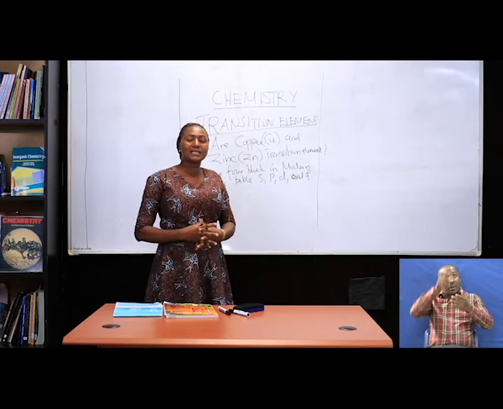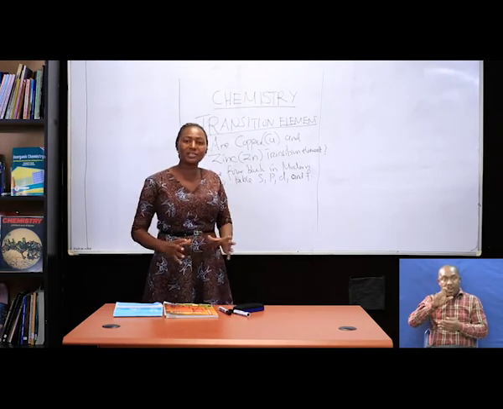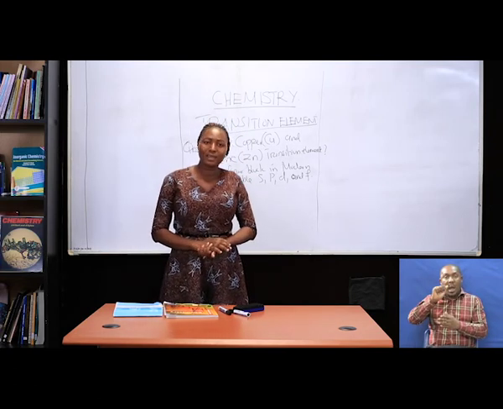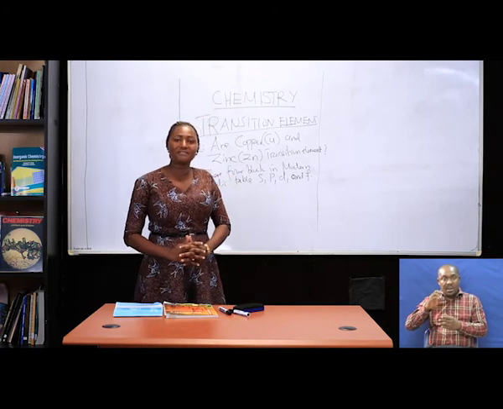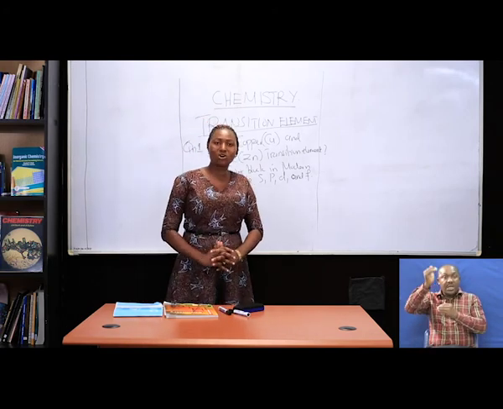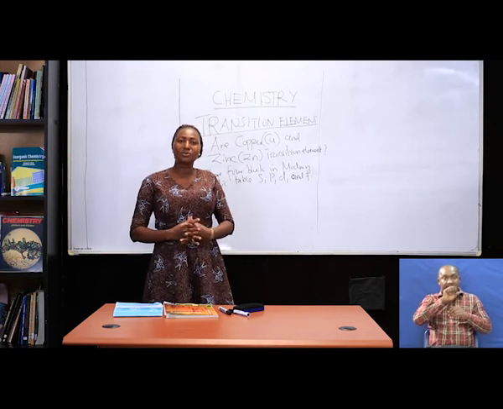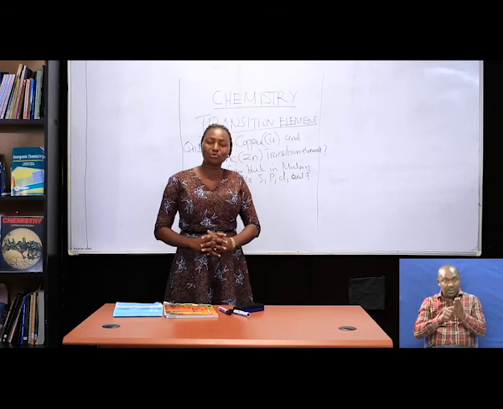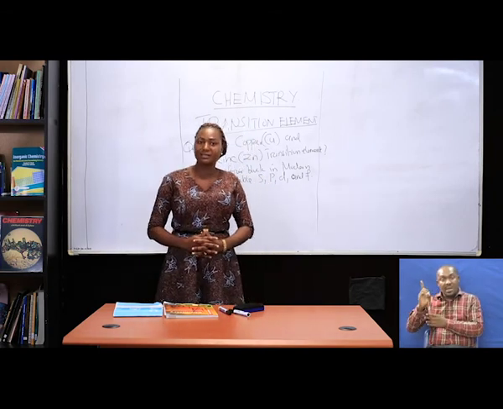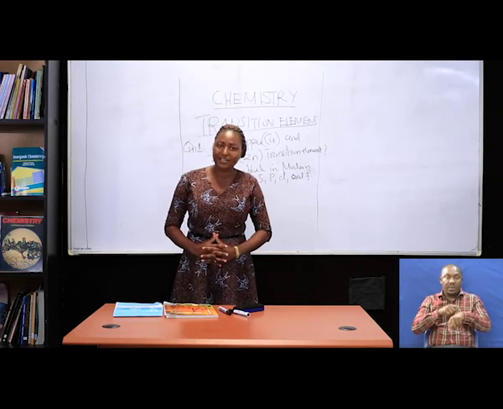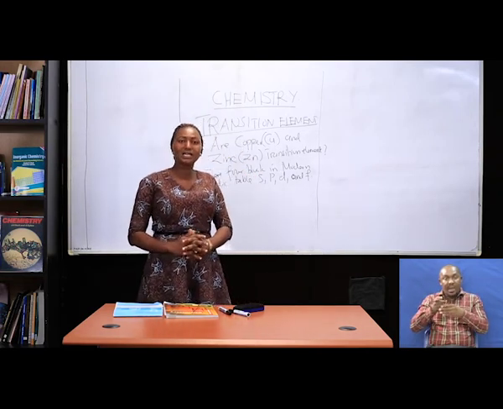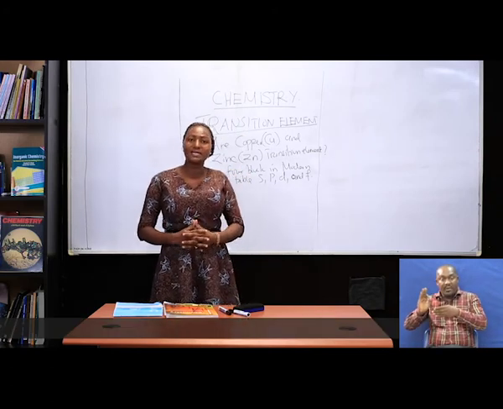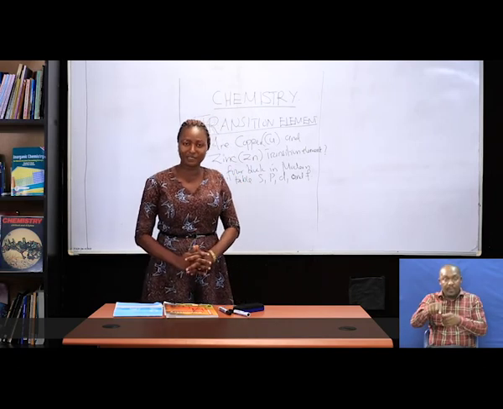In these blocks, the elements are arranged according to their electronic configuration. That means when the last electron is filled in the S orbital, the element belongs to the S block. The same applies to P, D, or F: when the last electron is filled in P, D, or F, then the element belongs to the P, D, or F block respectively.